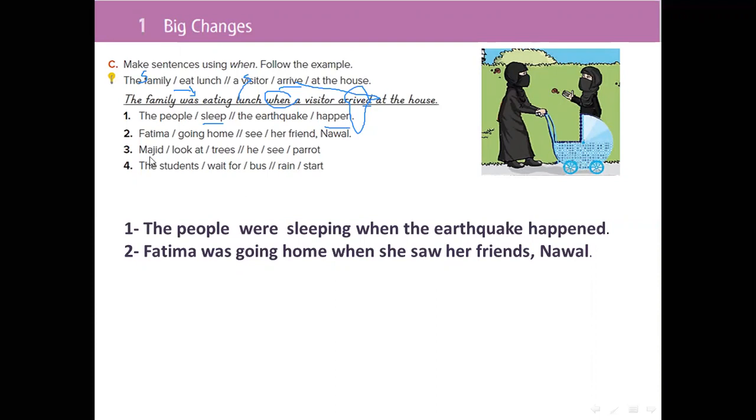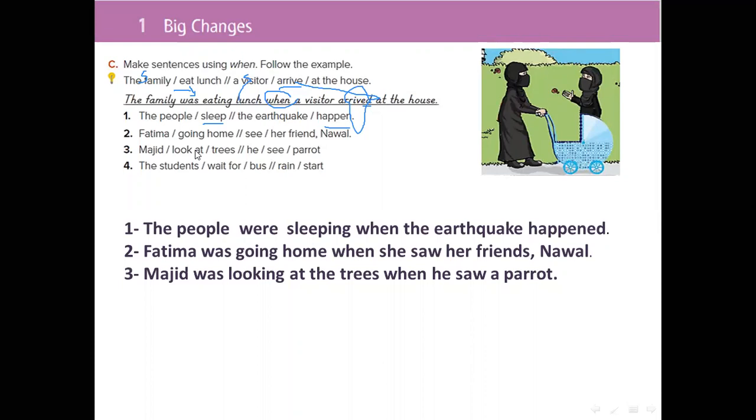Number 3, Majid look at trees. He see parrot. The first verb is look and the second verb is see. So we will answer number 3. Majid was looking at the trees when he saw a parrot. Look at, was looking, past progressive. Was plus ing. See, saw. The past form of see is saw.